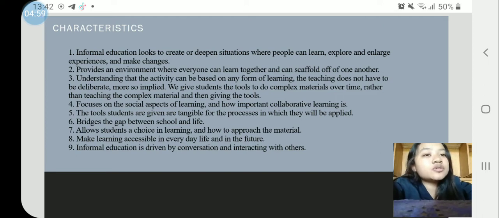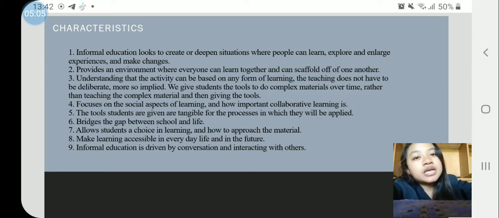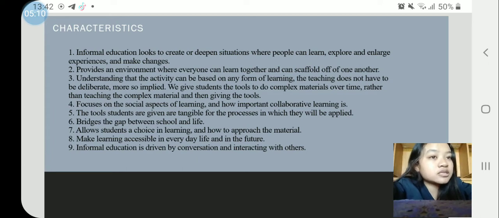looks to create or deepen situations where people can learn, explore, and enrich experience and make change. The second is that it provides an environment where everyone can learn together and can scaffold off of one another. The third one is understanding that the activity can be based on any form of learning.